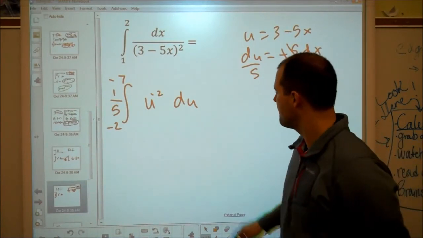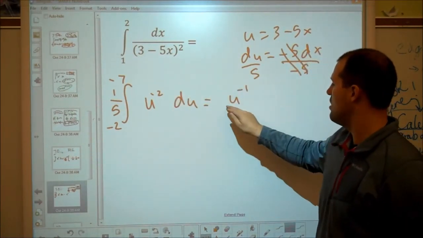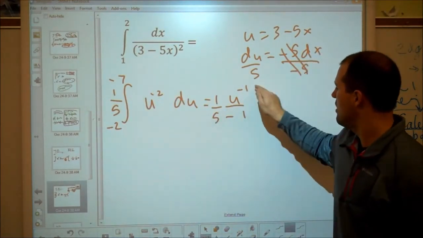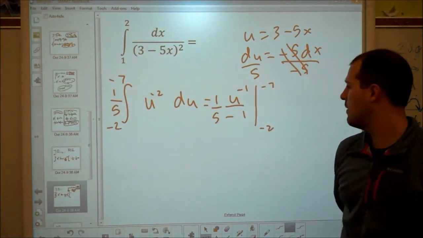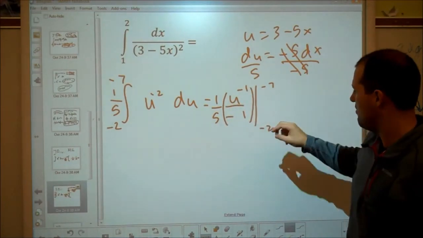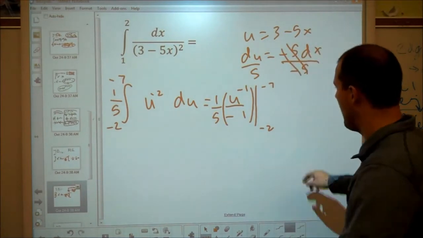And away we go. Okay, so from this I get u to the negative 1 over negative 1. I've still got the 1/5 right there. And don't forget your bounds. Cool. So I probably need parentheses around that. And to my eyes, that looks a little bit confusing. I'm going to try to simplify it out a little bit.